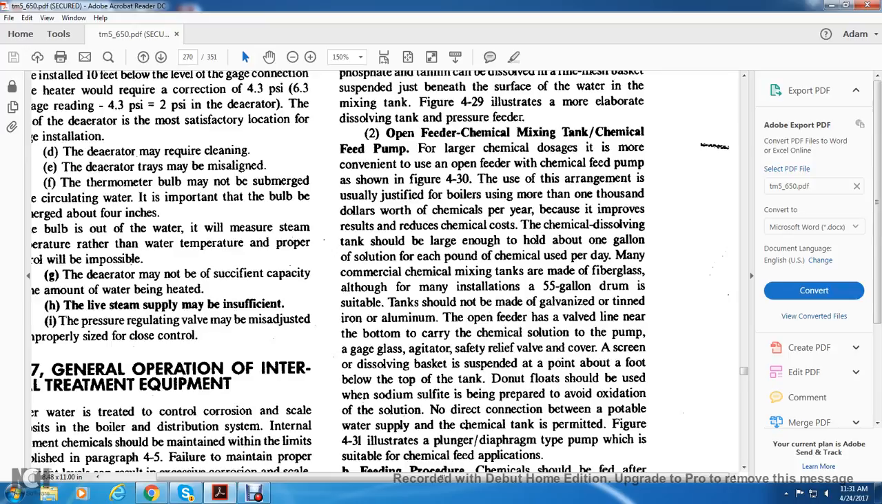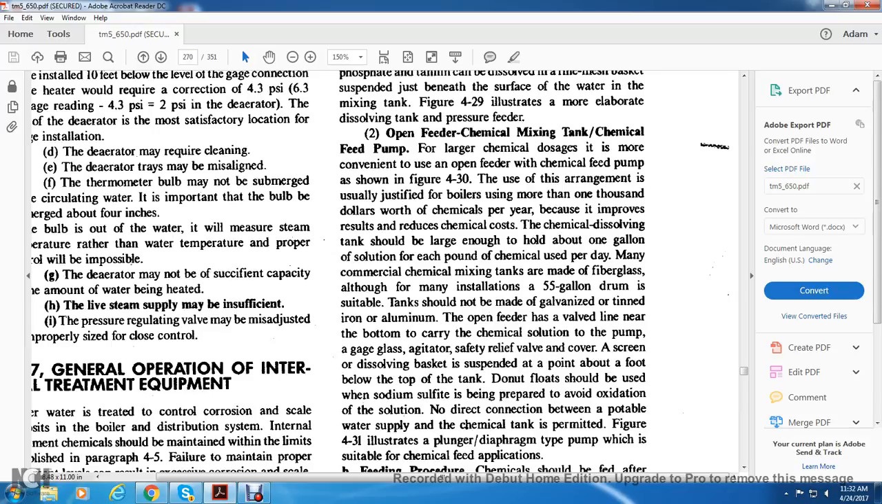The chemical dissolving tank should be large enough to hold 1 gallon of solution for each pound of chemical used per day. Most commercial chemical mixing tanks are made of fiberglass, although the mixing installation of a 55-gallon drum is suitable. The tank should not be made of galvanized tin but of iron or aluminum. The open feeder has a valved line near the bottom to carry the chemical solution to the pump.